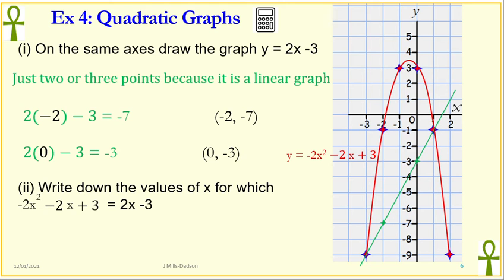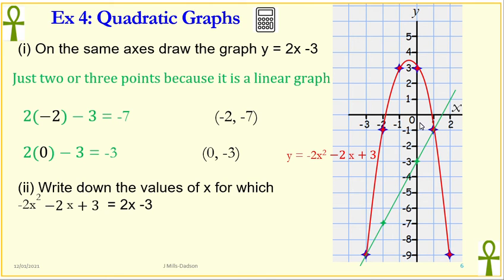And now I have my straight line. So if I want to know the values of x for which minus 2x squared minus 2x plus 3 equals 2x minus 3, it's where my straight line crosses the quadratic graph. And it crosses at 2 points. That's this point and that point.